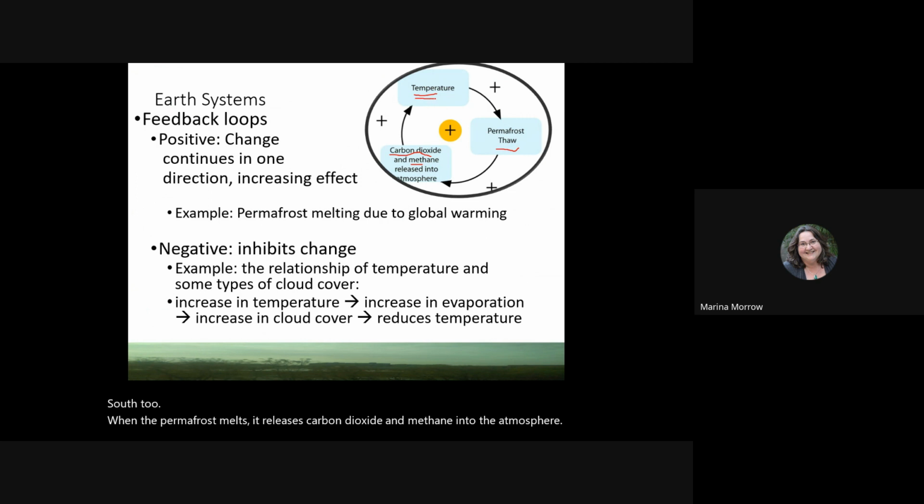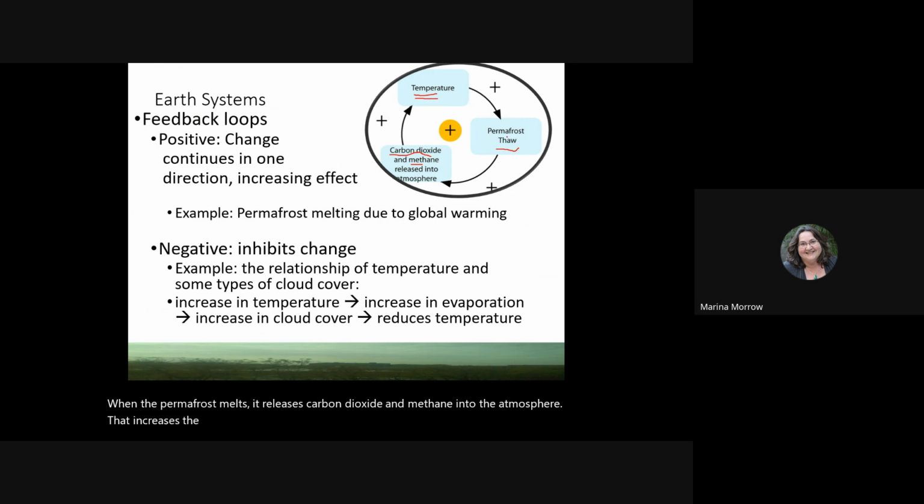That increases the temperature. That melts more permafrost, that makes more carbon dioxide and methane, which increases the temperature again. So this is one of the cycles where things are getting worse and worse on our planet. We're going to talk about that in climate change, but there's something like 40 feedback loops involved in climate change, more than 40 probably, but we will study a couple of those.